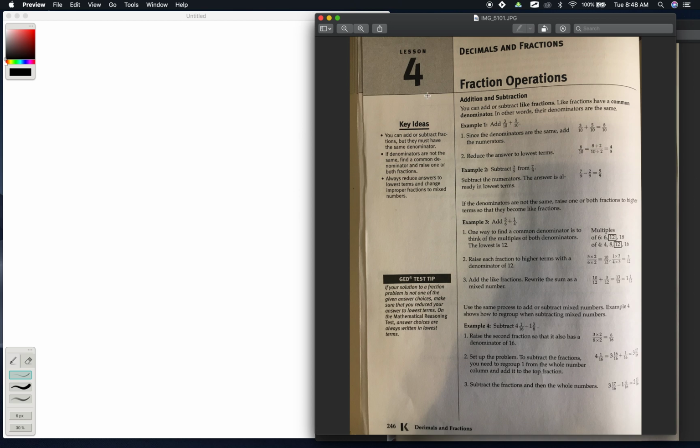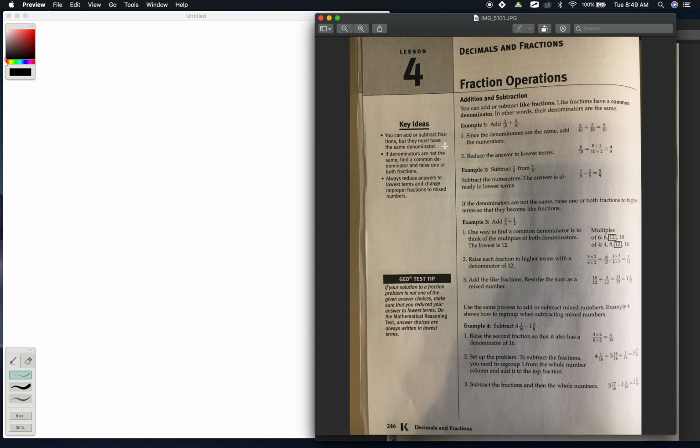I will read the key ideas though. It says you can add or subtract fractions, but they must have the same denominator. If denominators are not the same, find a common denominator and raise one or both fractions. So just add something to that.